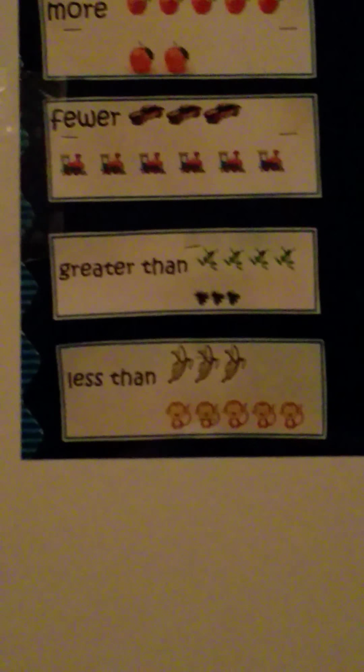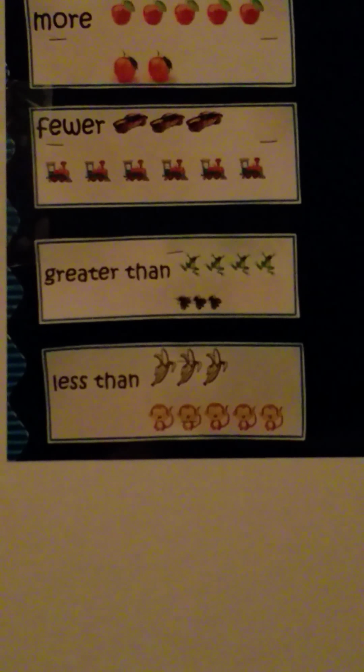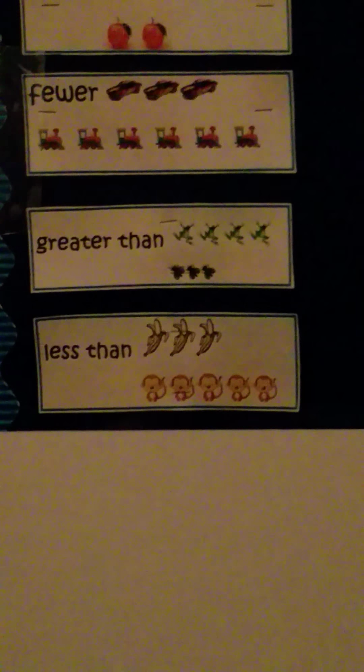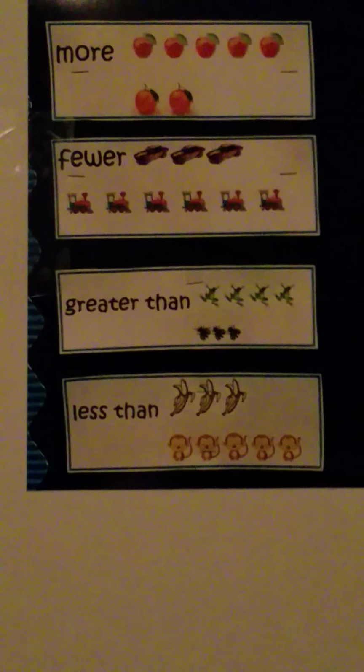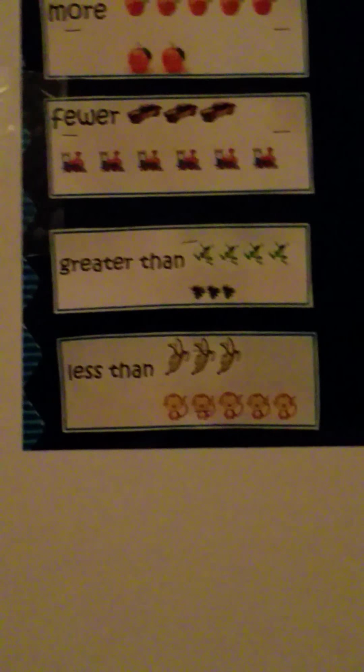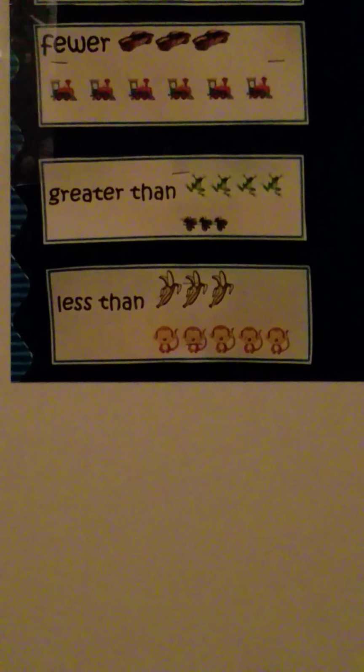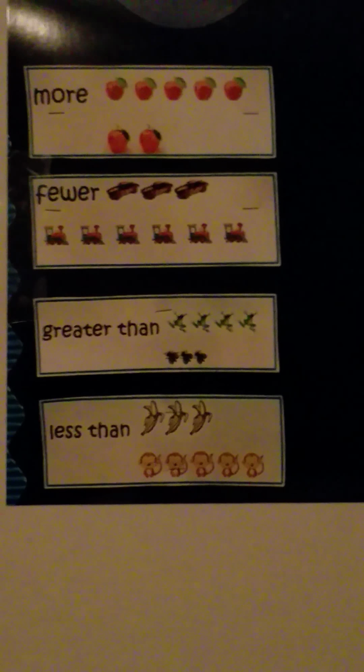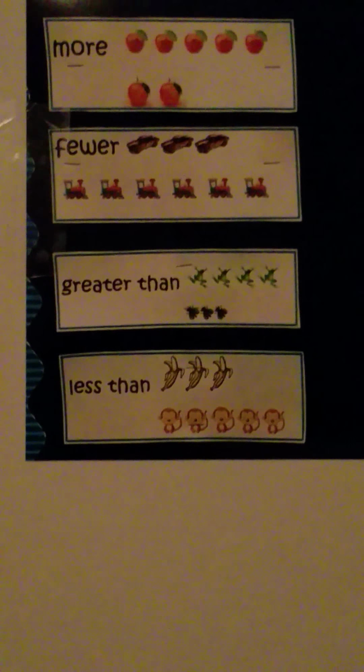Students can find things around the room. How many girls are there? How many boys are there? How many fewer girls are there than boys? You can just change these around and ask students in different ways. Allow them to turn and talk and try to see if they can come up with a question that has fewer, more, greater than, or less than.